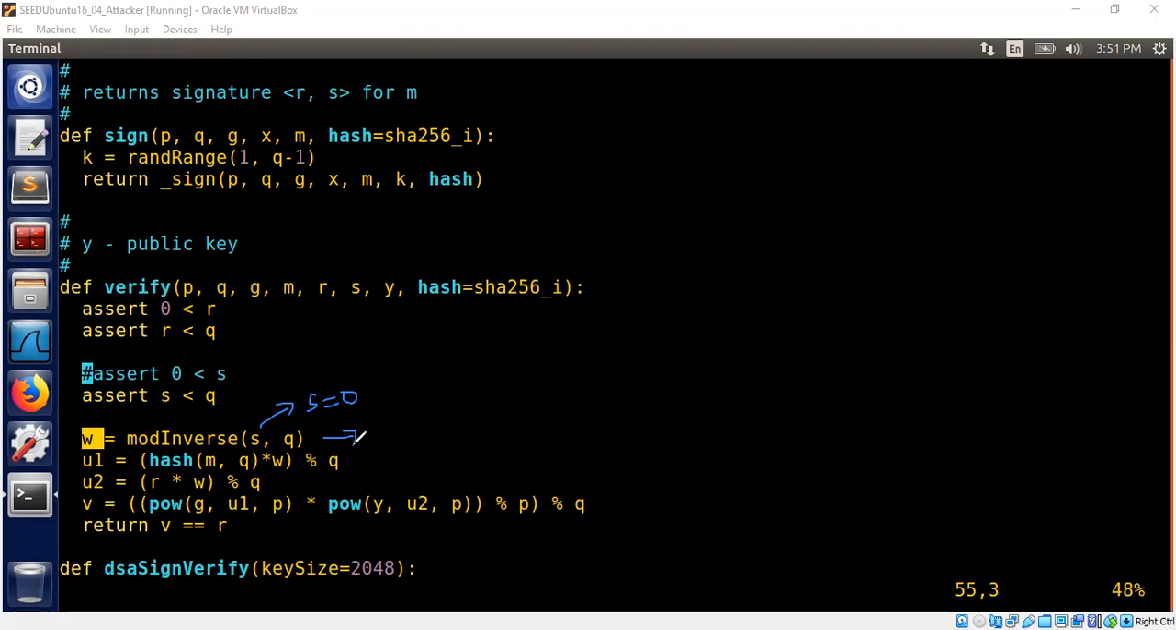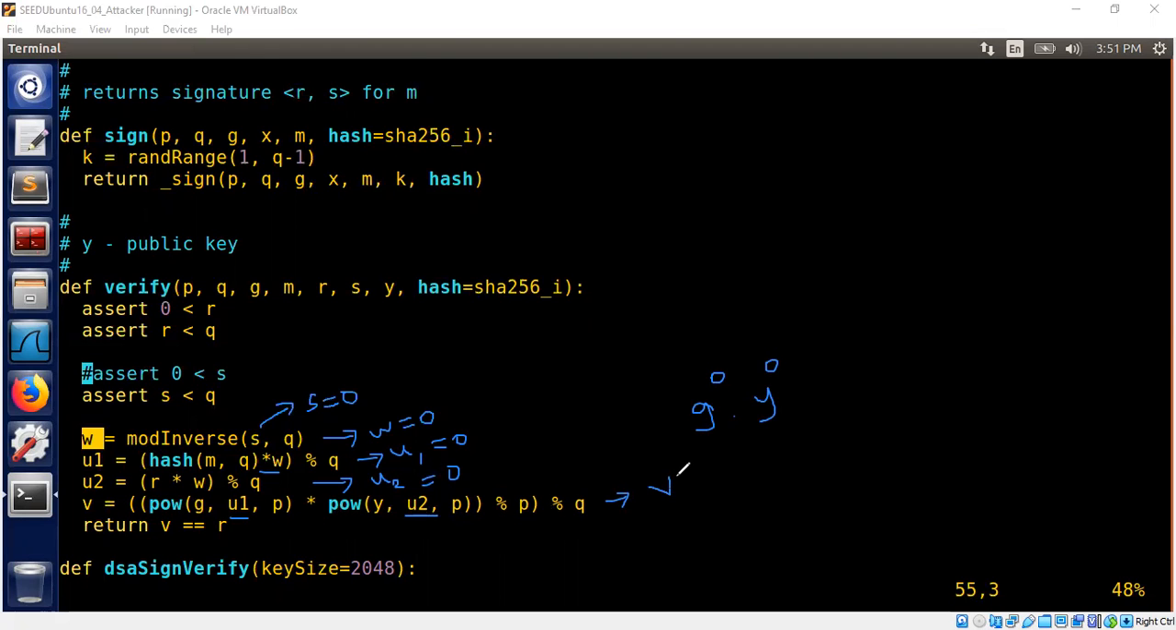That means when W is zero, U1 will also be zero because you're multiplying by W, and U2 will also be zero because you're multiplying again by W. Since U1 is zero and U2 is zero, if you remember, anything raised to the power zero will be one. Similarly, this is also one. So this whole thing is one. So this means V is one.